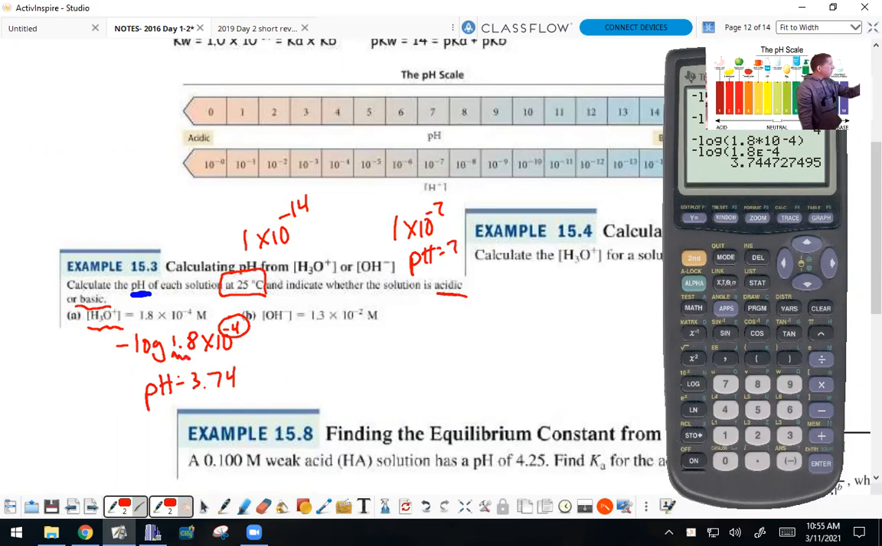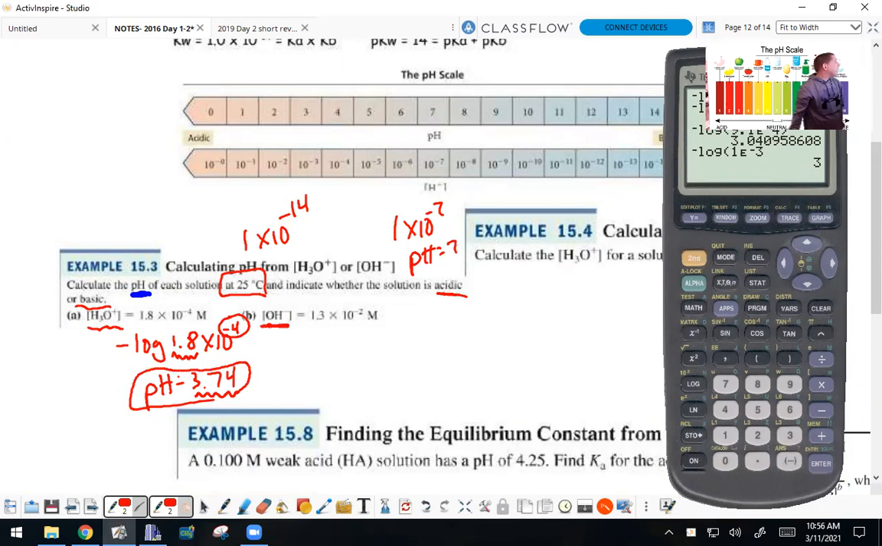Anytime you have a number here, the bigger this number gets, the more the answer gets away from 4. So if it's 1 times 10 to the minus 4, it's 4. 1.8 times 10 to the minus 4 is 3.7. If we were to do the negative log of, let's say, 9.1 times 10 to the minus 4, getting further away from 1, you can see then we get 3.04. And then if we were all the way down to 1 times 10 to the minus 3, you can see then we get 3. So again, estimated.